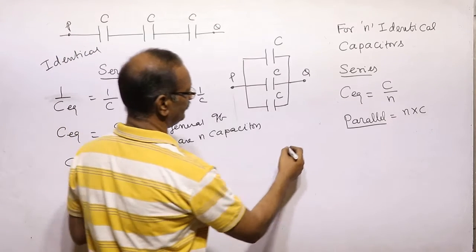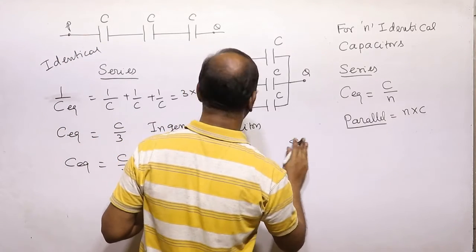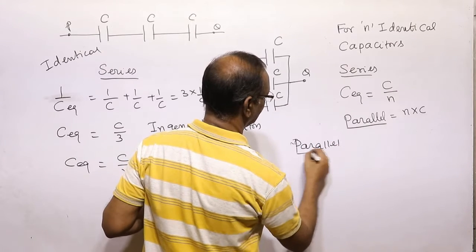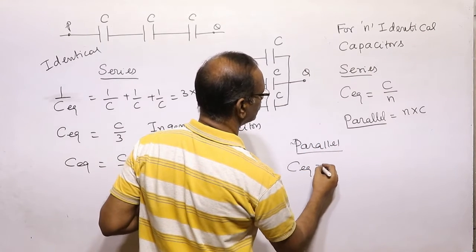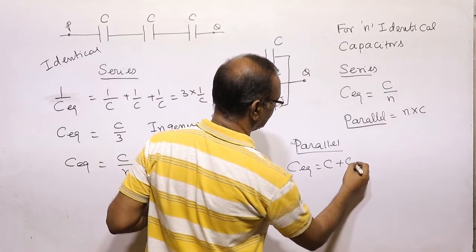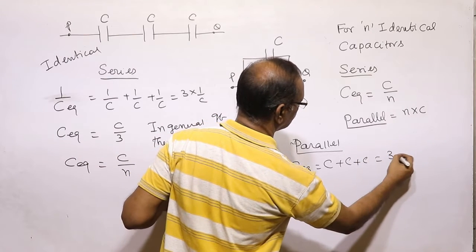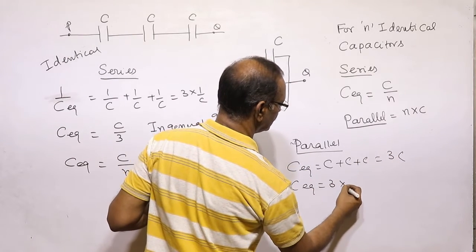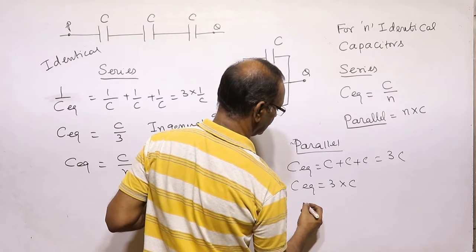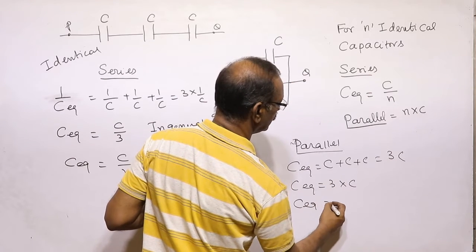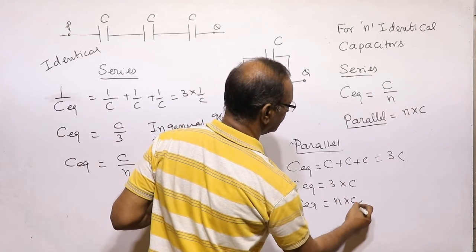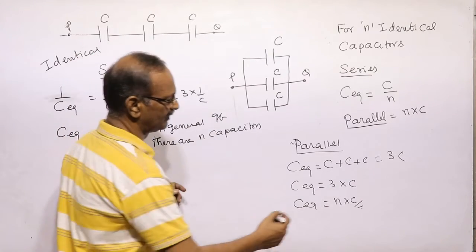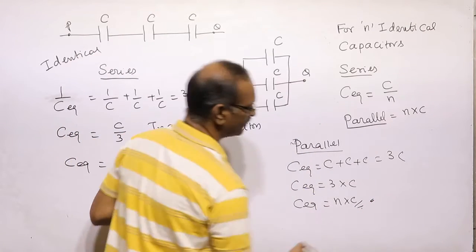For series, we have seen. For parallel, for 3 capacitors, C equivalent is equal to C1 plus C2 plus C3, which is equal to 3 into C. So C equivalent is equal to the number of capacitors into the single capacitor. In general, C equivalent is equal to N into C. This is a very handy and simple calculation as far as the capacitor is concerned.